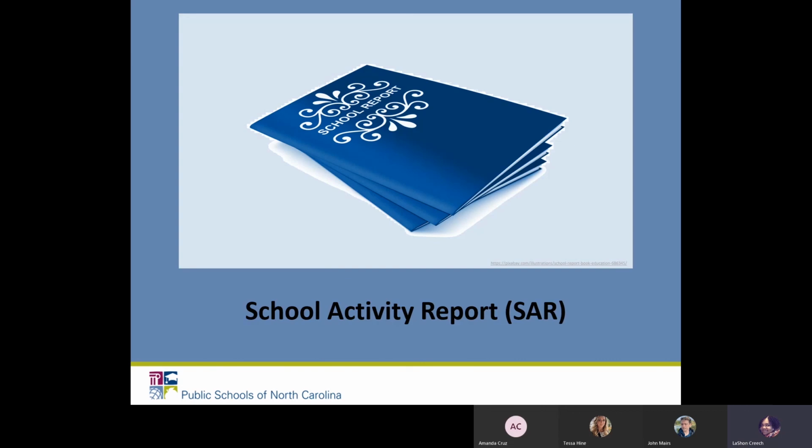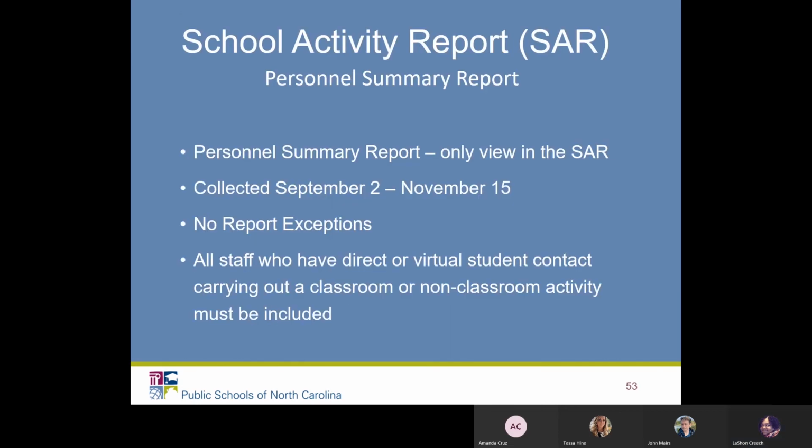School Activity Report, or SAR. As of the fall of 2019, the Personnel Summary Report is the only report view in the SAR. There are no exceptions to validate in the Personnel Summary Report. The report is collected September 2nd through November 15th. All staff who have direct or virtual student contact carrying out a classroom or non-classroom activity must be included in the Personnel Summary Report.